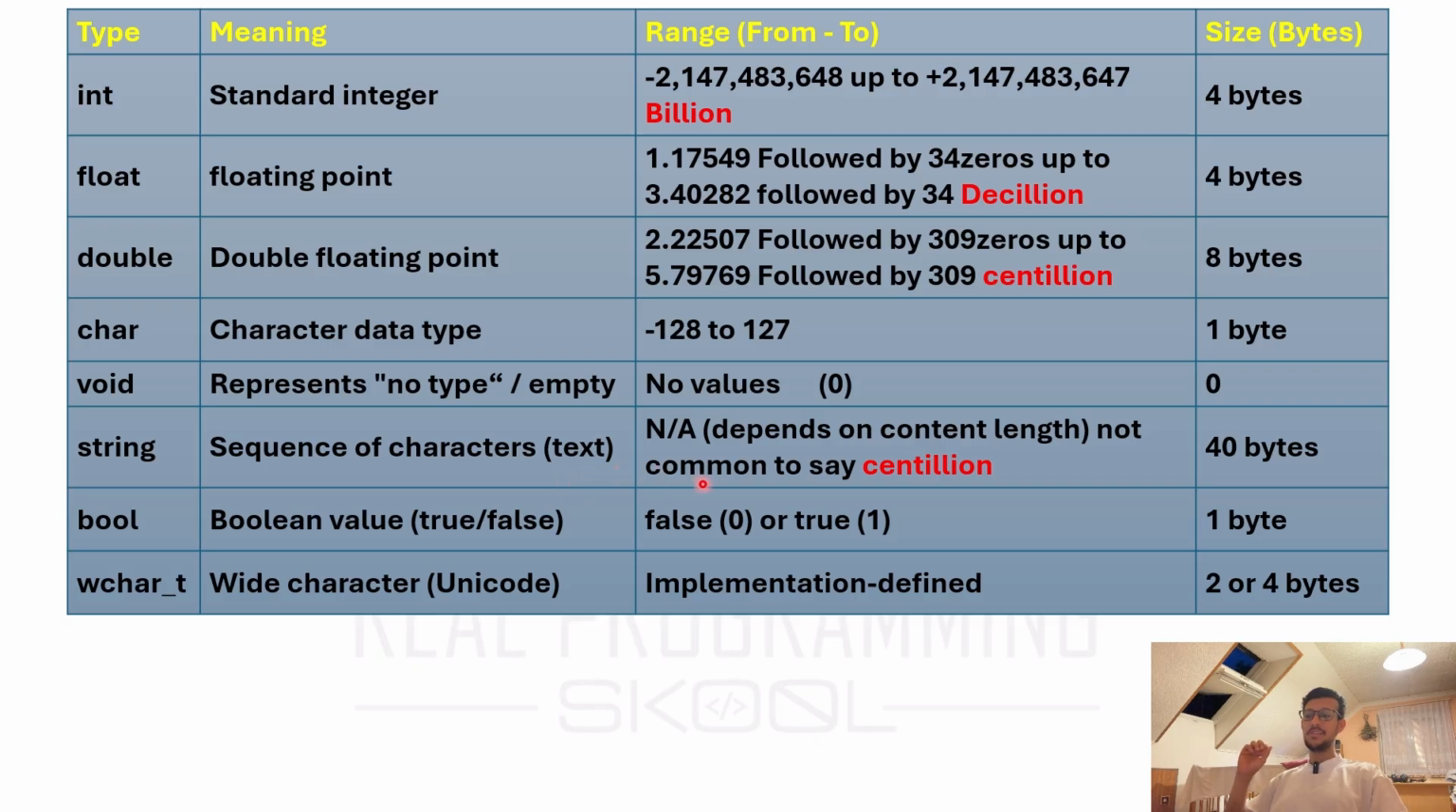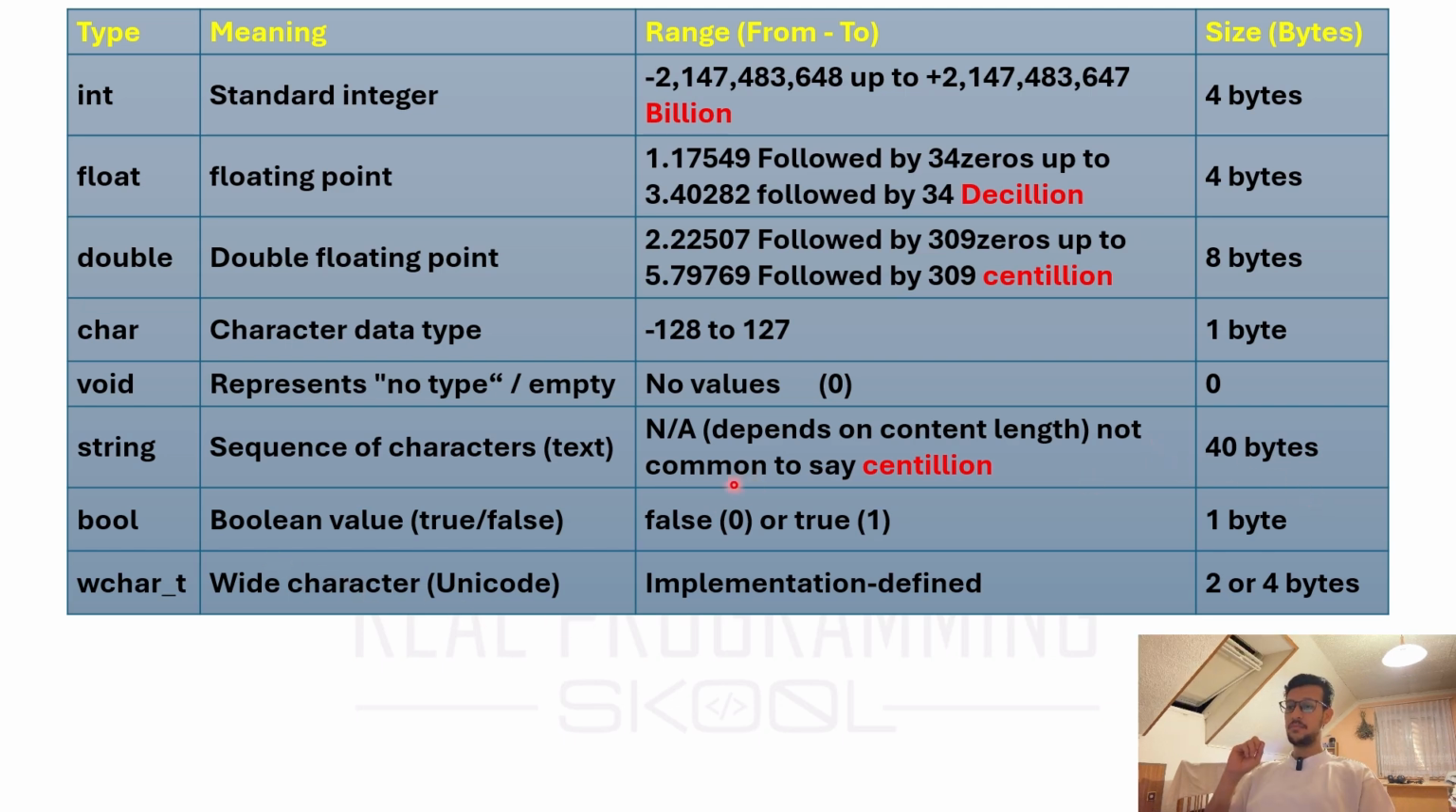Actually, string, we cannot represent it as numbers, as integer, float or double, because the string in the end is text. But the scientists and the people that created these things say we can call the string range centillion, like the double, but it's not common. I write it here for you. It's not common to say centillion about the string, because in the end it's text. Yes, you can put numbers and special characters in the text or whatever you want, but in the end it's text between double quotation marks. But as I said, the people that created these things said we can call it centillion, and its size in memory is 40 bytes.